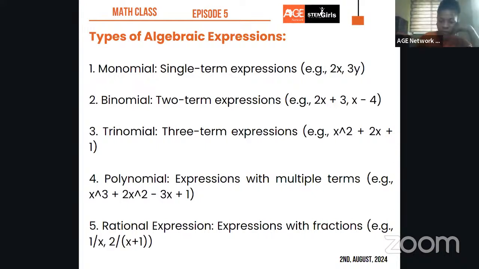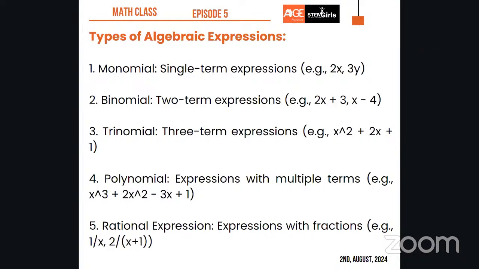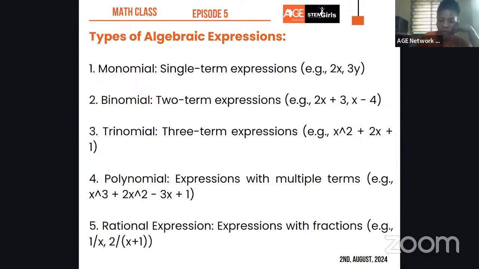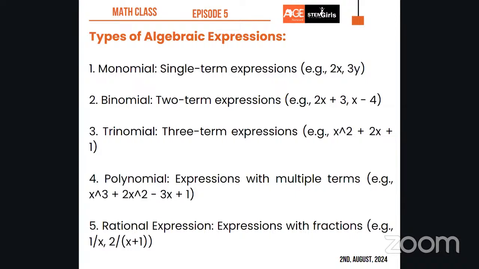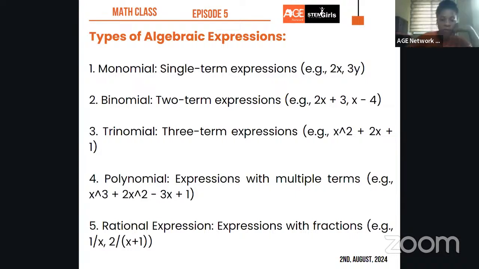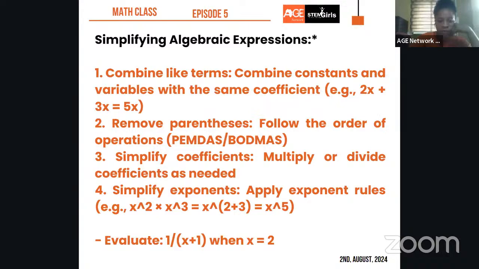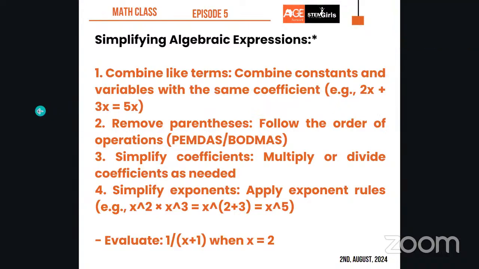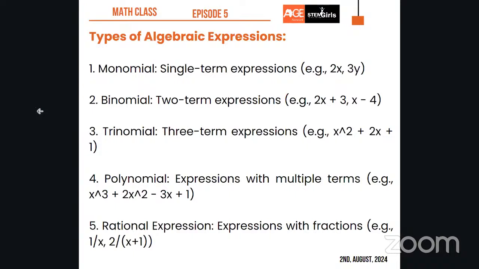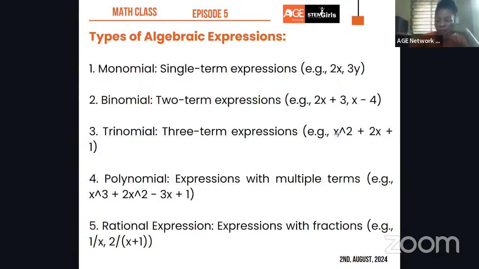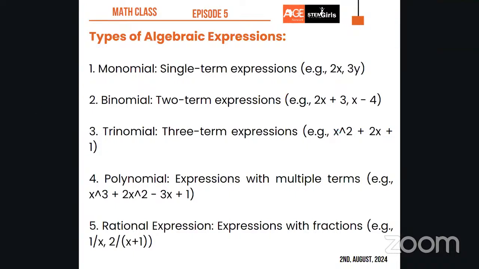Now, variables are letters or symbols representing your unknown values. You know those letters that we talked about. Those are variables. They represent unknown values. We don't know those values. Those values have representation. They stand for something, but we don't know them yet. So those are what we call variables.